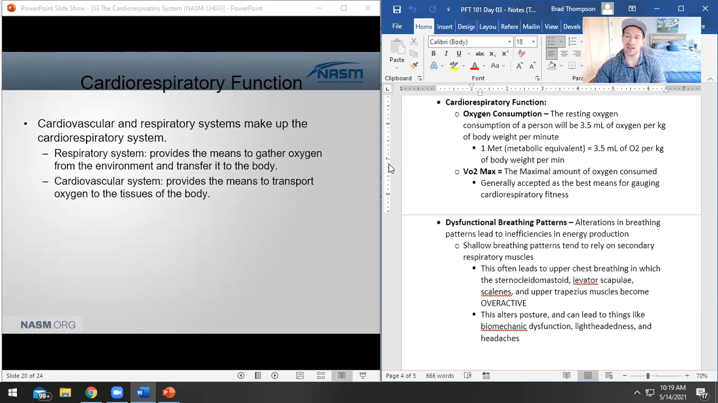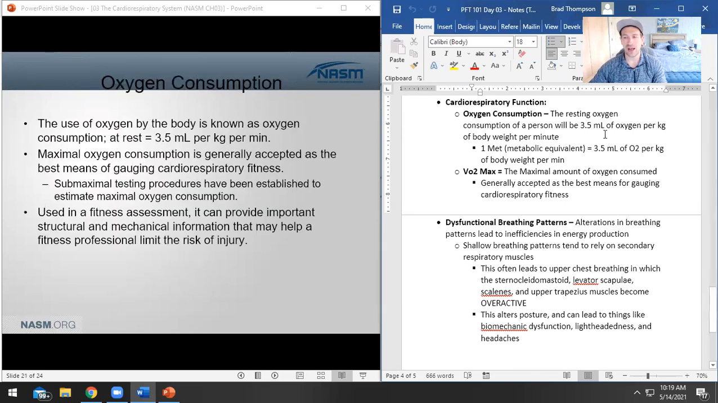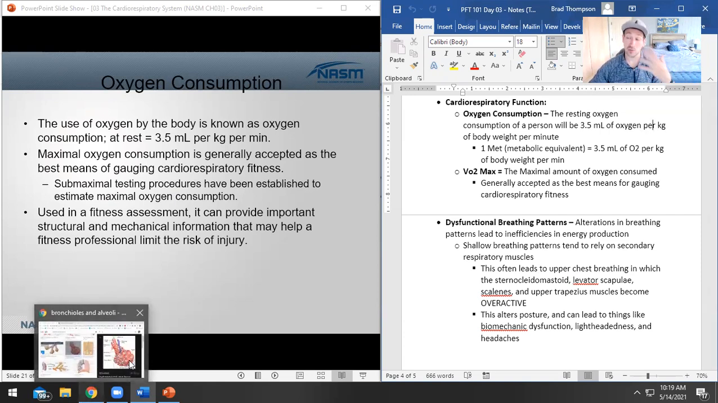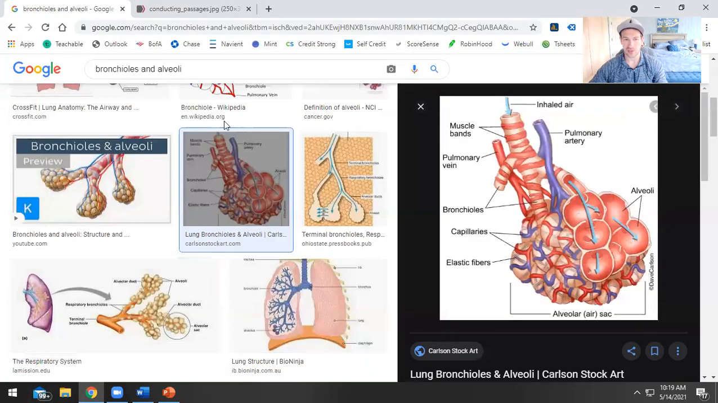So your resting oxygen consumption will be about 3.5 milliliters of oxygen per kilogram of your body weight when you are at rest. So when you're at rest, the amount of oxygen that you need is about 3.5 milliliters per kilogram of oxygen.